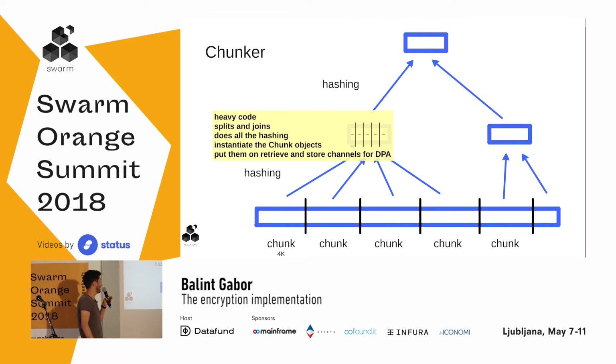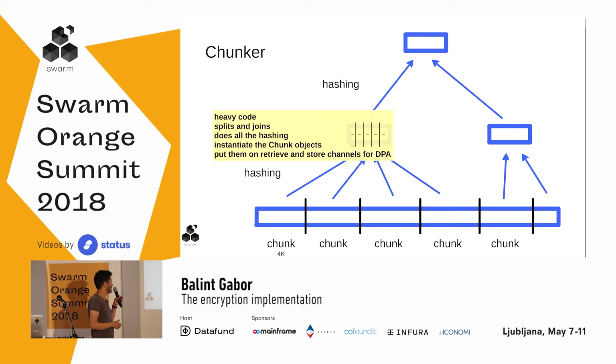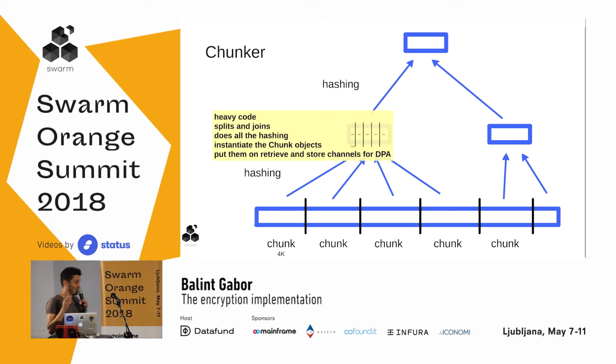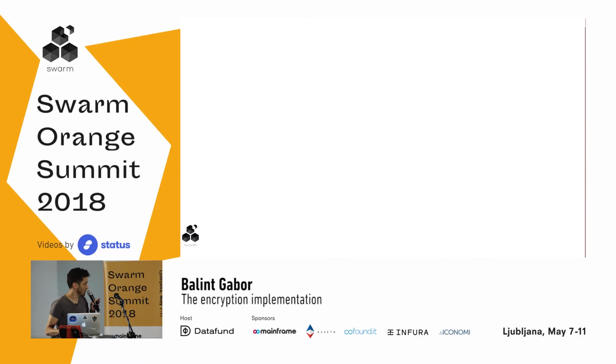It also does all the hashing. It instantiates these chunk objects, fills the S data, and also puts them on the retrieve and store channels for the DPA. So if I were to add something onto this code, it would have to be implemented twice because we have two different chunkers. To add this functionality onto this already, like, 1,000 lines of code, I did not want to do that. So what's the solution?